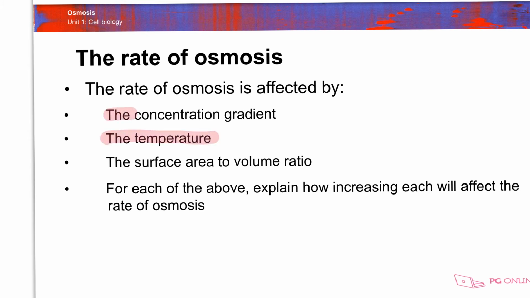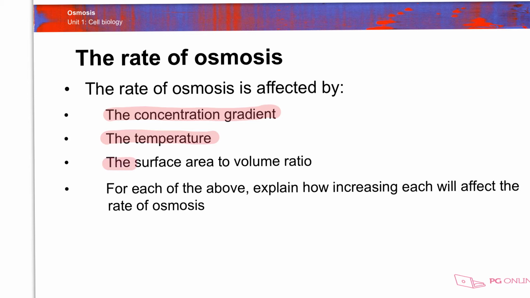So let's just talk about some other factors that will affect the rate of osmosis other than the temperature. The second factor that we're going to talk about is the concentration gradient, i.e. the difference between one side and the other. The greater the concentration gradient, the faster the rate of osmosis. So the greater the difference between one side and another, the faster the rate at which water molecules will move from that area of higher concentration to the area of lower concentration.